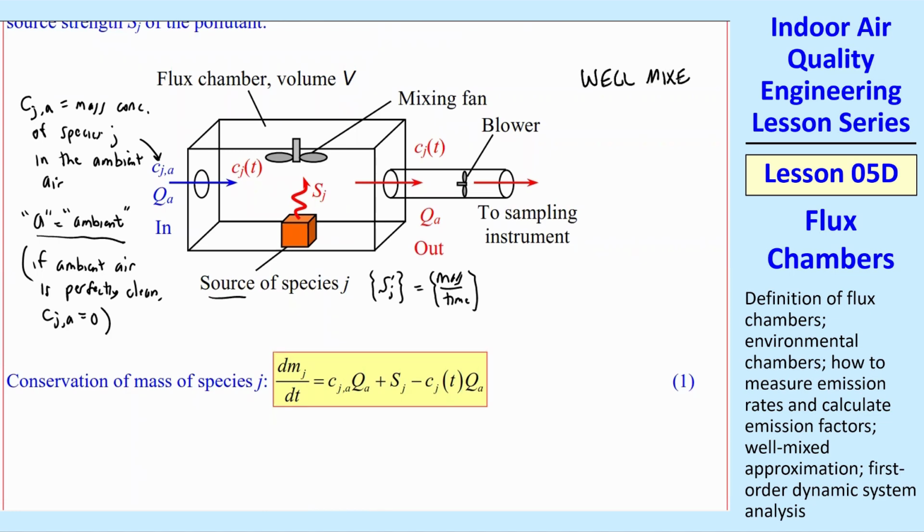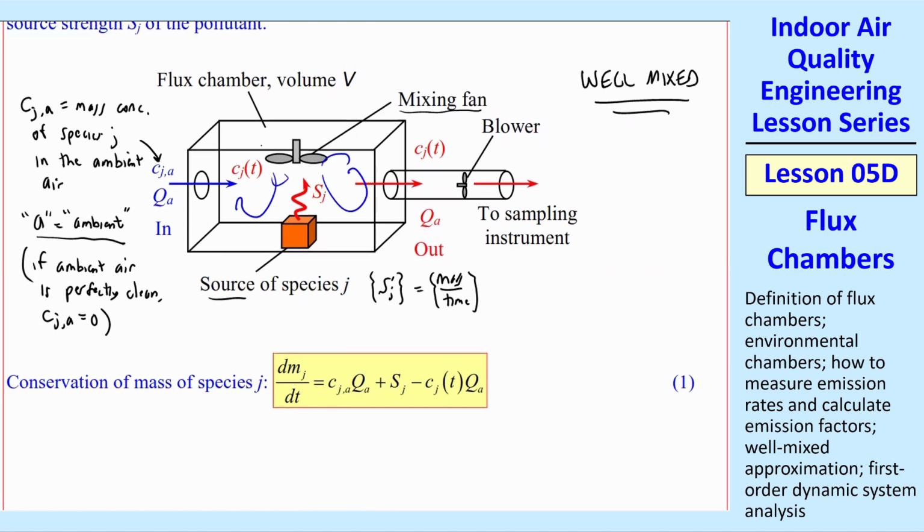All that means is, and you can see this fan here, you may or may not have a fan, but I draw a fan just to indicate that this is well-mixed. So what's happening is inside this chamber, we're mixing everything around with this fan, so that if you take a concentration anywhere in this box, we're assuming that it's the same everywhere. So CJ, as you see here, is a function of time, not of space. So CJ is not a function of where you're at.